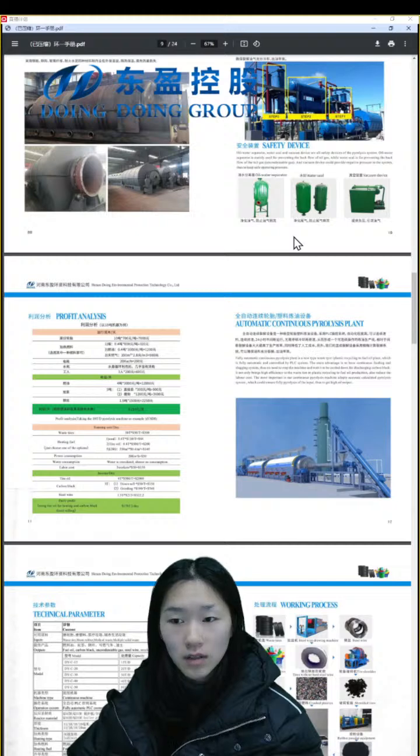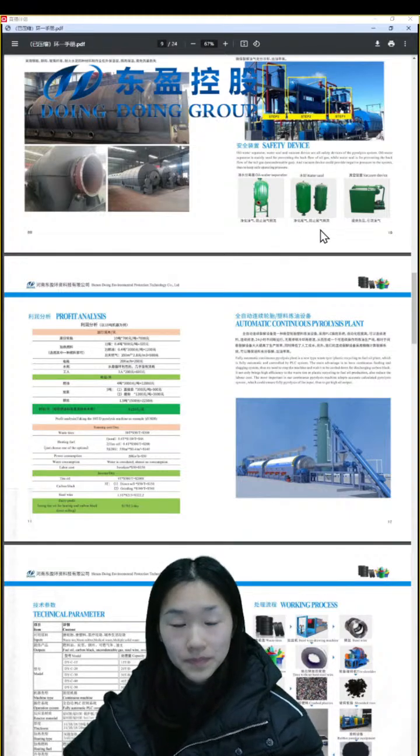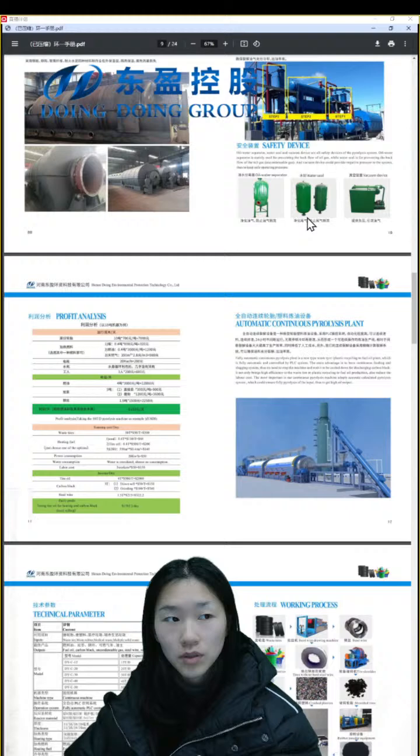If there is a lot of oil in this water tank, the oil gas cannot be cooled down completely. If you find there is very little oil in this water seal, the oil gas is cooled down completely.